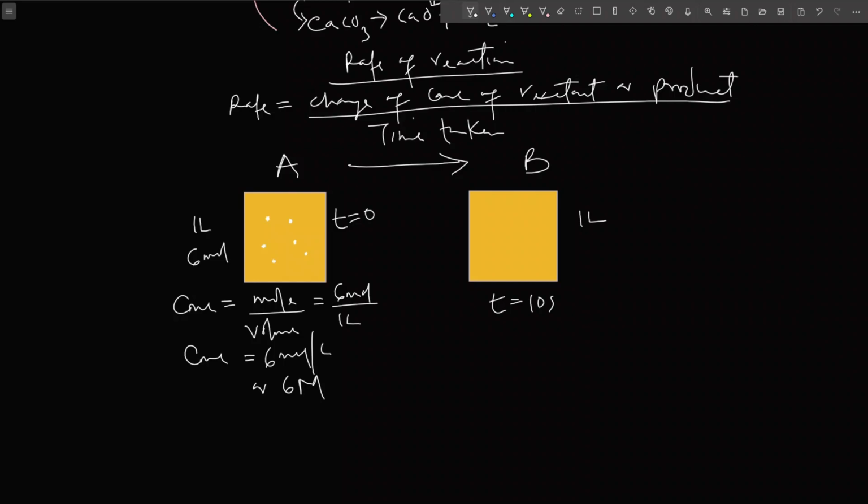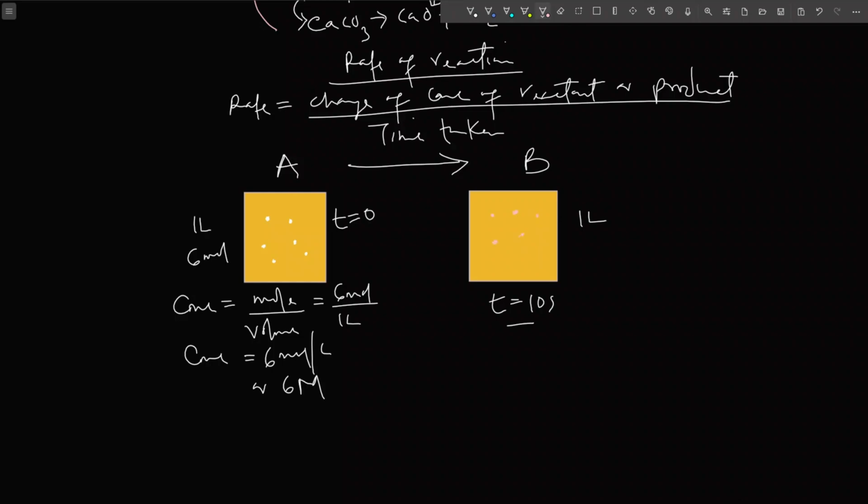So after 10 seconds, what will happen to A? Some of A will start to become what? B. Let me assume that it takes a total of 10 seconds for the reaction to proceed. That means at the end of 10 seconds, all of A will have become what? Will have become B.